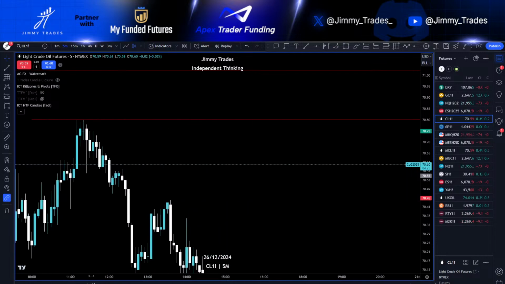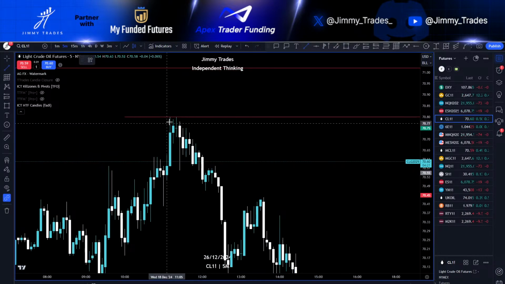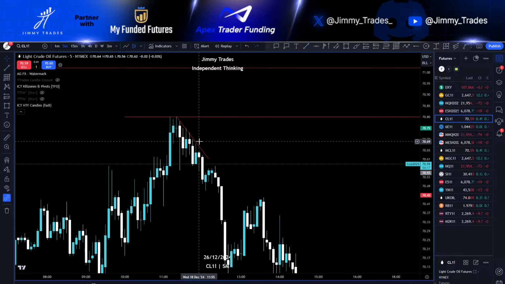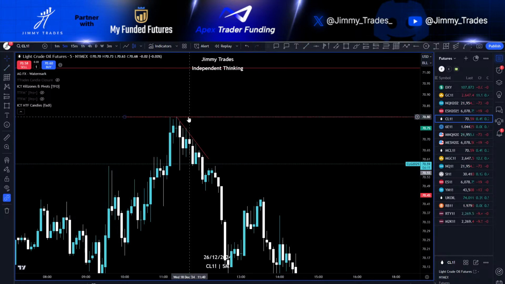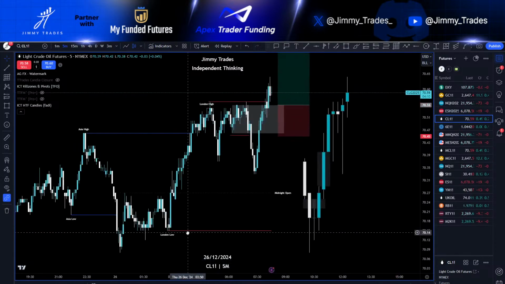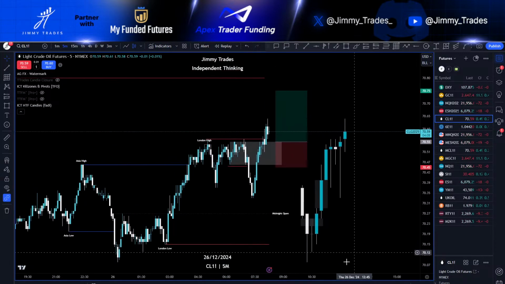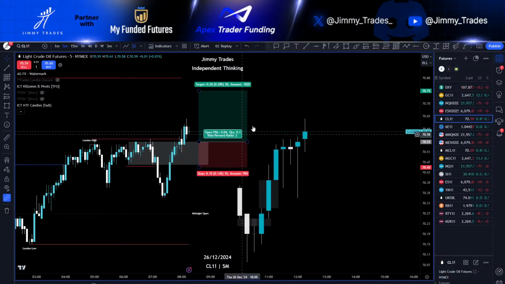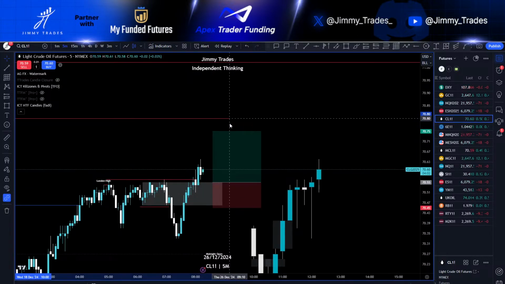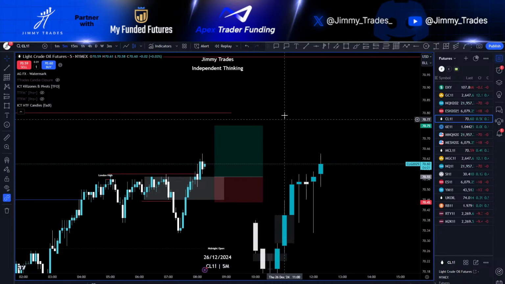That low resistance liquidity there. All the touches on that. It's just right for the picking. Equal highs. Could be the draw for this morning.